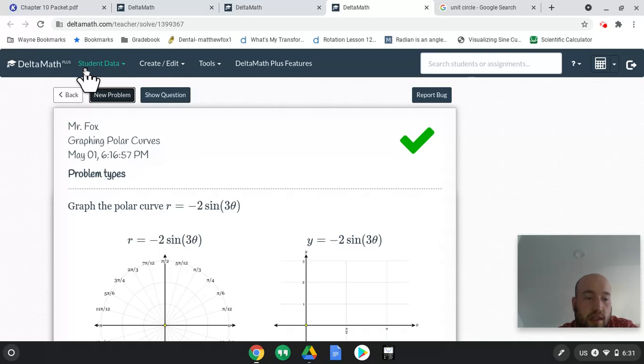Now, one thing I want to point out on your assignment, there are going to be a few circles at the end because I want us to review how we graph circles. Okay, so if you need to flip back, I believe, let's see, that was 10.3 lesson. So flip back to 10.3 if you need to review a little bit.